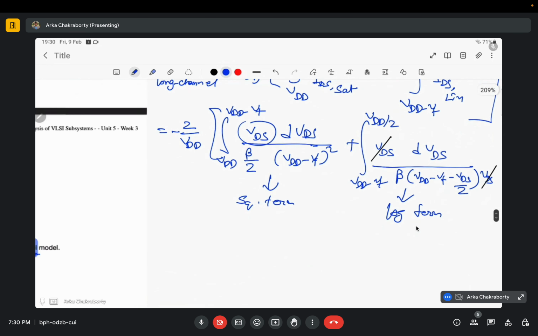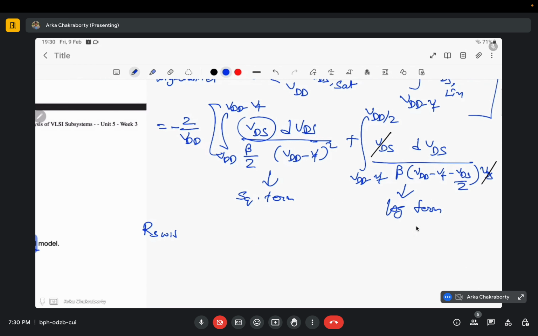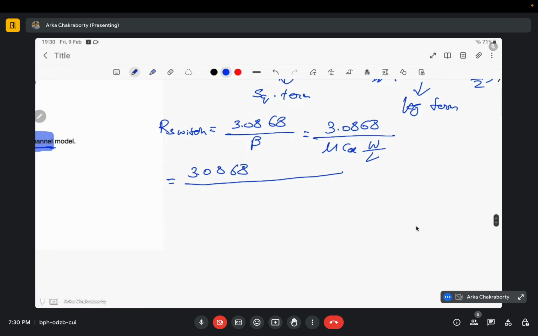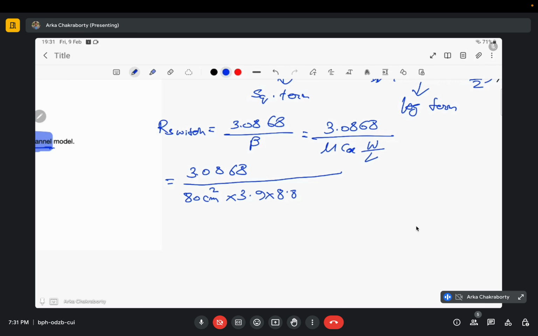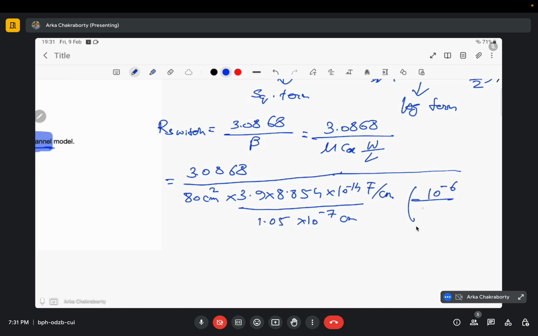And sir has already solved it for us and has given us the expression of R switch for a long channel as 3.0868 by beta, that is 3.0868 by mu Cox W by L. So let us put the values and check. It is 80 centimeter square, 3.9, 8.854 times 10 to the power minus 14 per centimeter, and by Tox, which was 1.05 nanometer. Let me write it in centimeter, so 10 to the power minus 7. And W by L, I'll write in meter only. It was 1 micrometer and 50 nanometer. It is meter, so it will cancel.